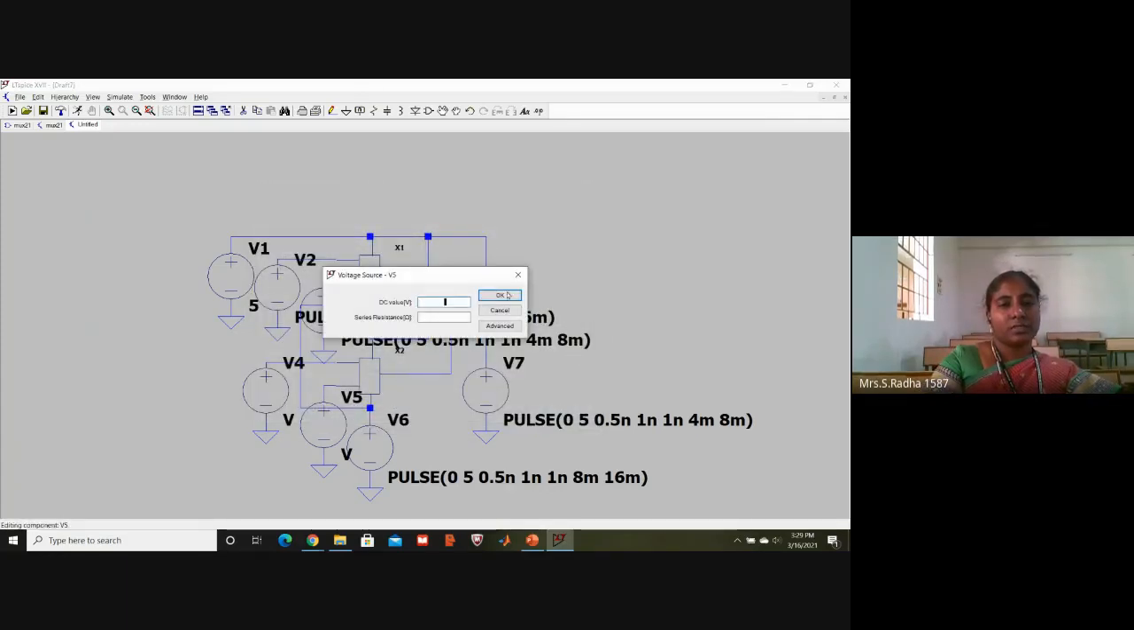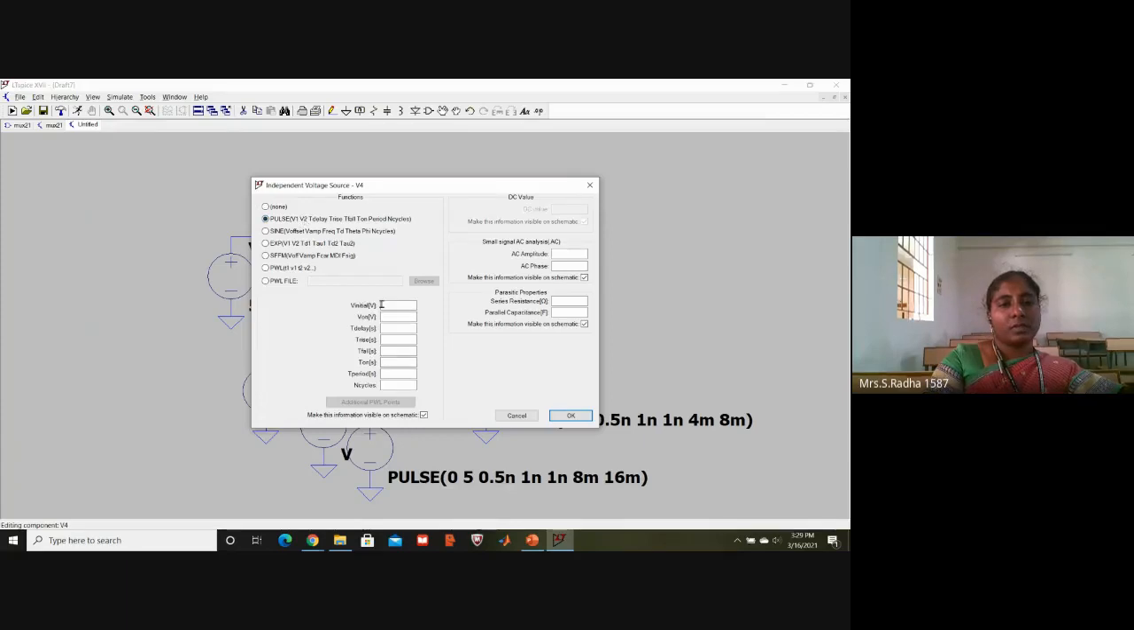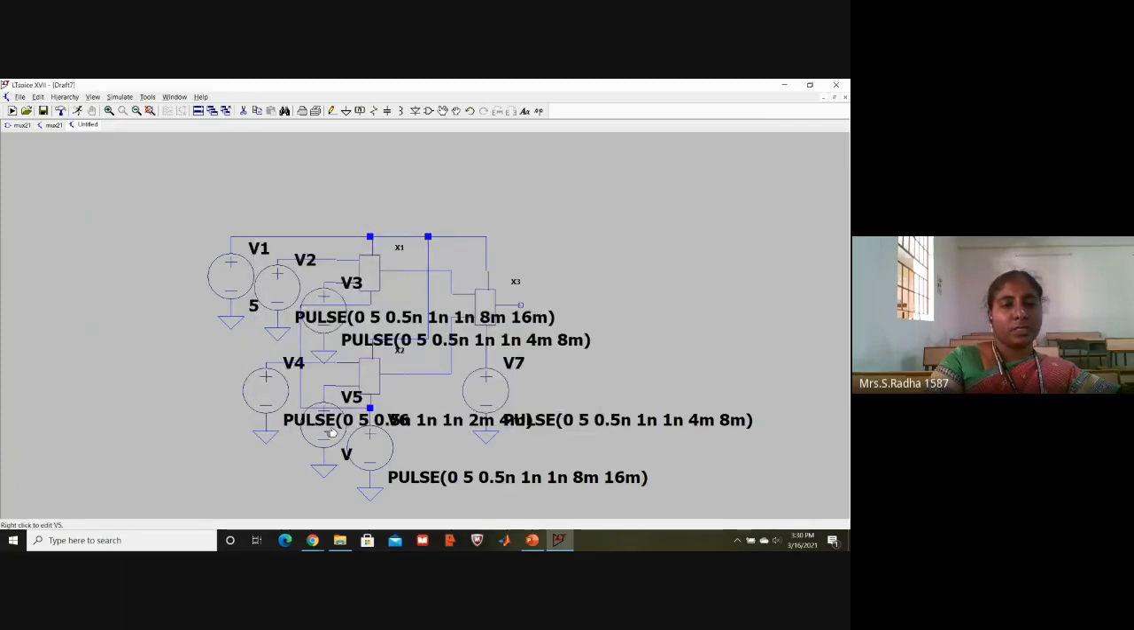Now the third one. This is the third input. And this is 0 followed by 5, delay 0.5 nano, rise time, fall time. And now I have to give half of the previous, 2 and 4 I am taking. Okay, this is the third one.